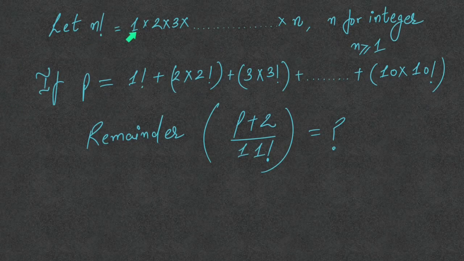n factorial is 1 into 2 into 3 and so on up to n, for integer n greater than or equal to 1. If p is equal to 1 factorial plus 2 into 2 factorial plus 3 into 3 factorial and so on plus 10 into 10 factorial, what is the remainder when p plus 2 is divided by 11 factorial?